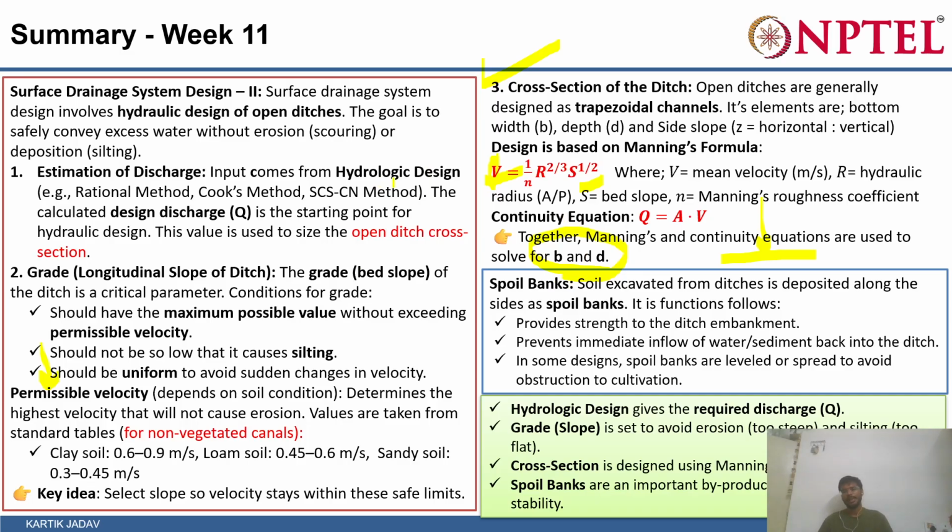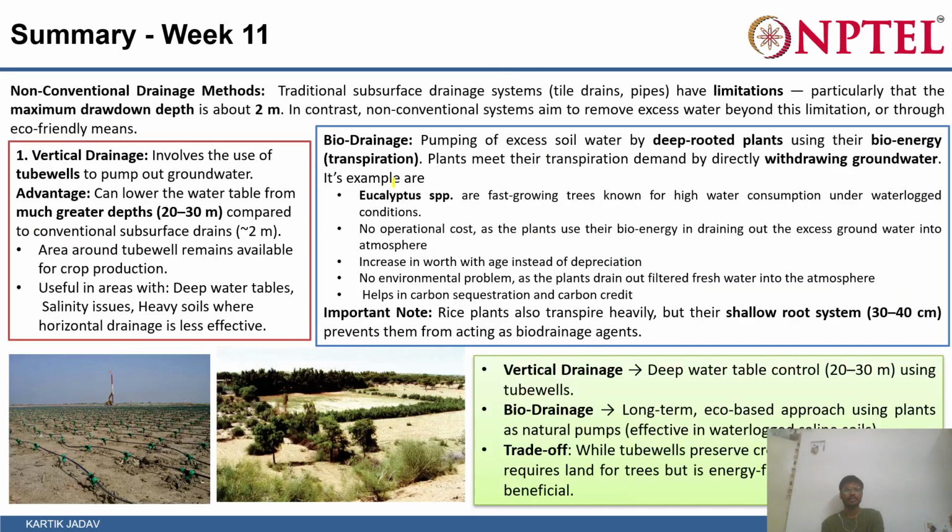Then you have a spoil bank. Spoil bank is just the material excavated from ditches and placed along the sides of the ditch. Its functions are to provide strength to the ditch embankments and prevent immediate flow of water and sediment back. Then hydrologic design aspects and hydraulic design aspects. Those two are different, so we will look over them in this lecture.